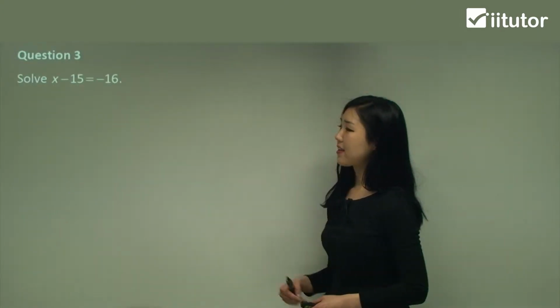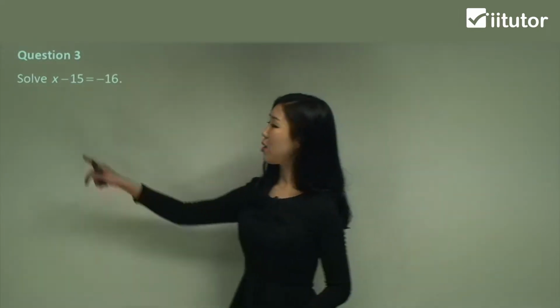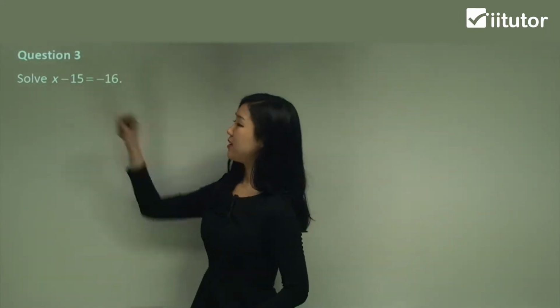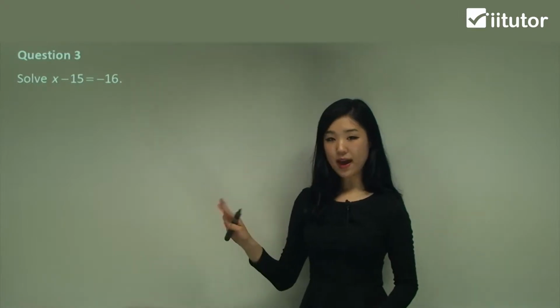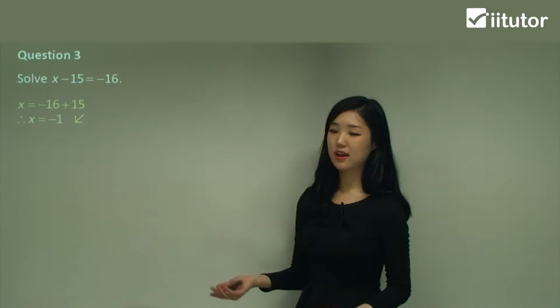Question 3, x minus 15 equals negative 16. You guys should all be able to tell me, how do we get rid of that one? Simply move it over by adding it. So negative 16 plus 15 is x, which is simply negative 1. Okay?